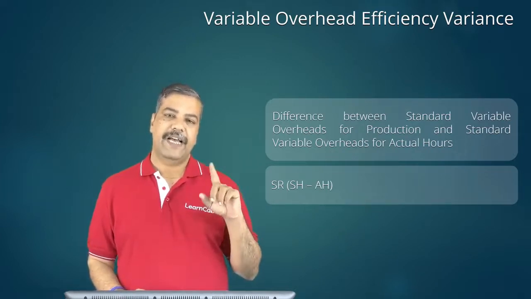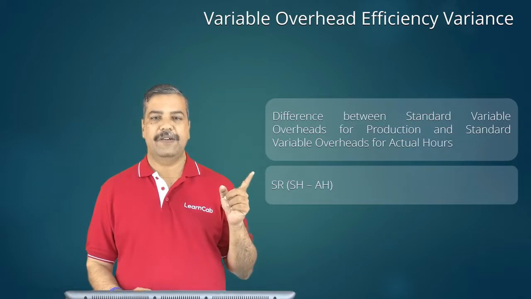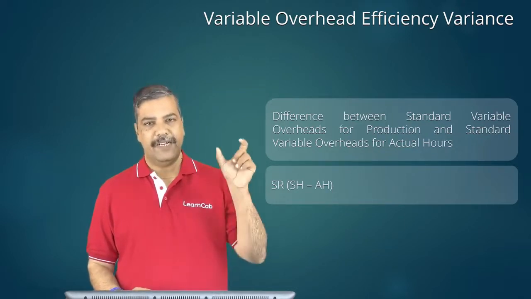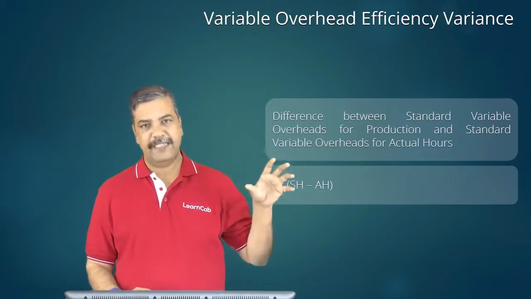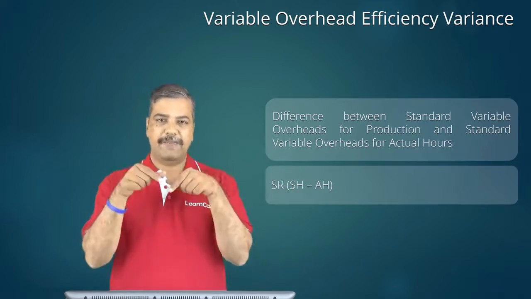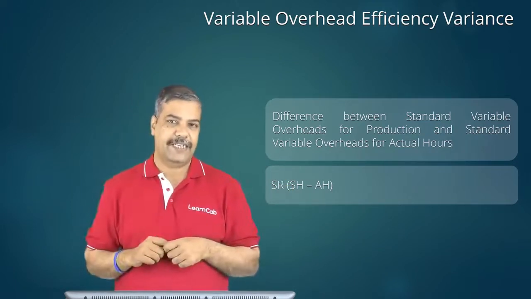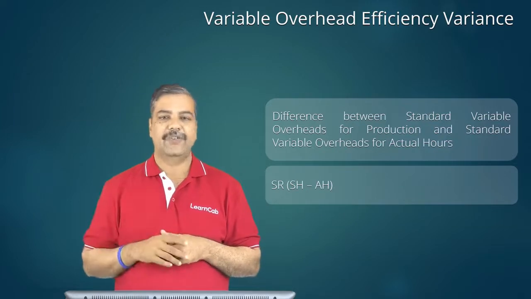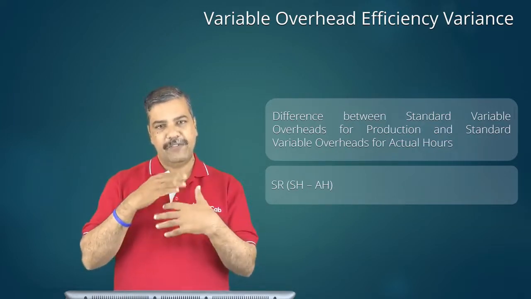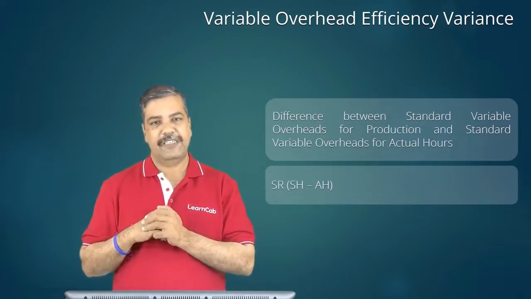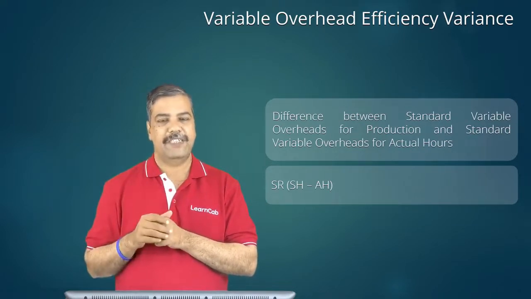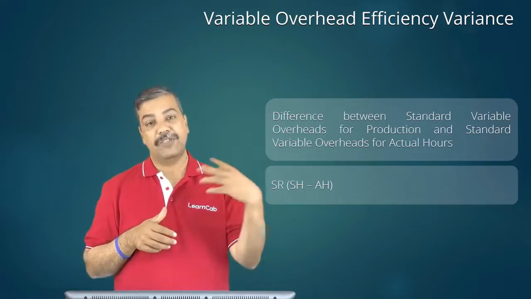When you talk about expenditure, we take outside the bracket actual hours, multiplied by the net of your rates, standard rate minus actual rate. Here we are just going the other way around, because we are measuring efficiency. Efficiency needs to be measured in terms of your standard.